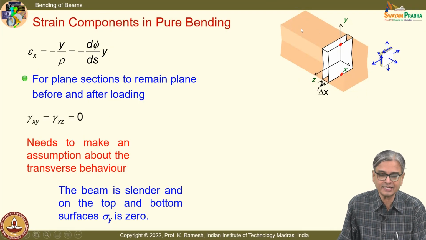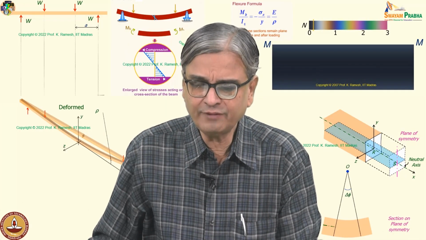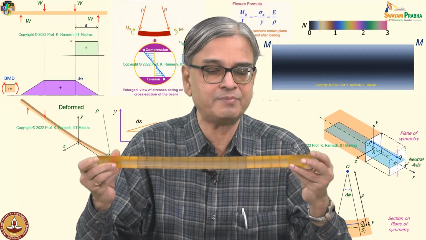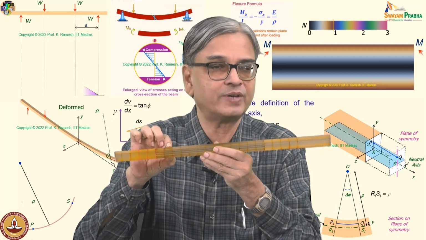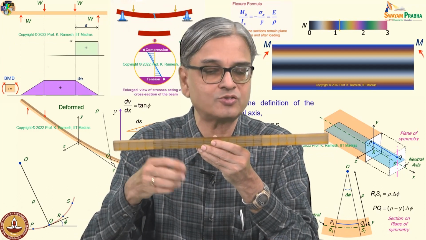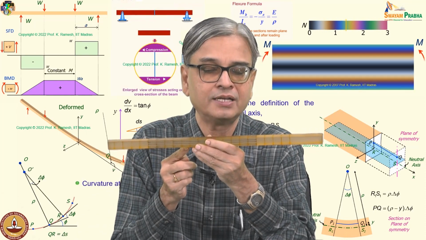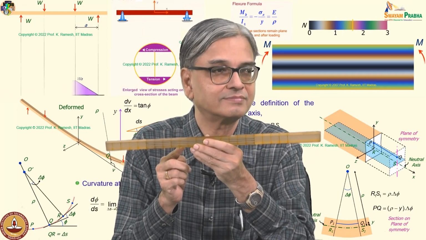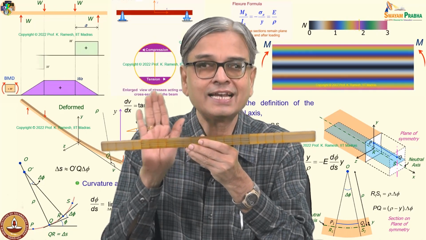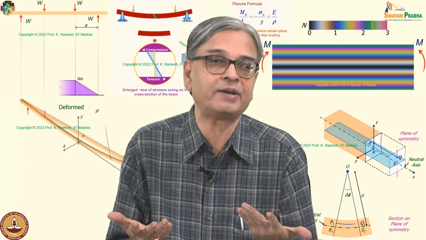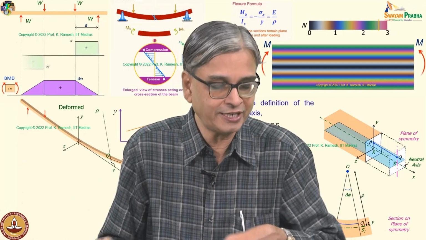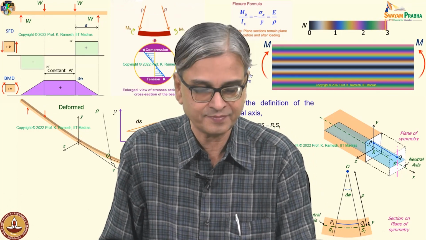So from that argument I can say that because this is a free surface, I don't have anything in the y direction, so sigma y should be 0. And generally what they bring in is, the beam is slender and the depth is very small, so if it is 0 on the top, 0 on the bottom, it should be 0 in between also. That is one line of argument. The other line of argument is, I have not applied anything other than the bending moment, so there is no possibility for sigma y to exist.